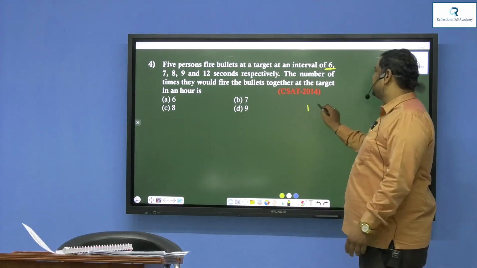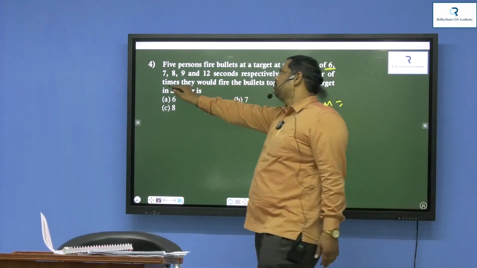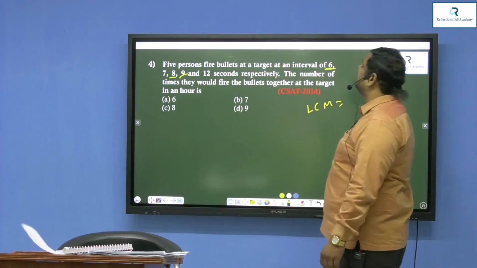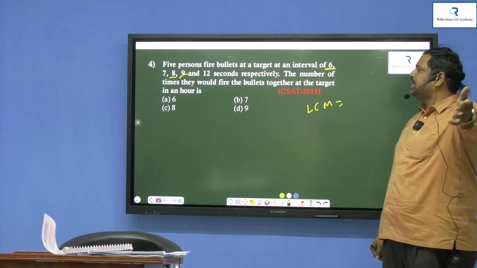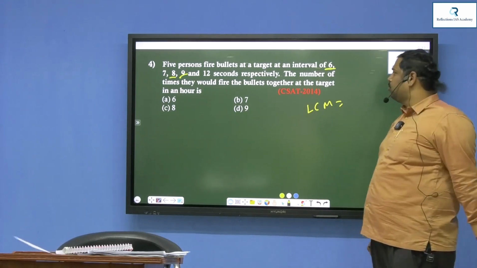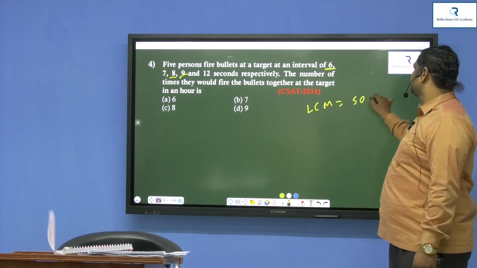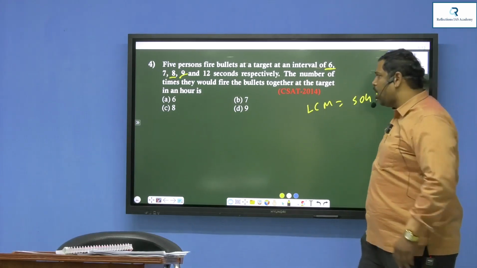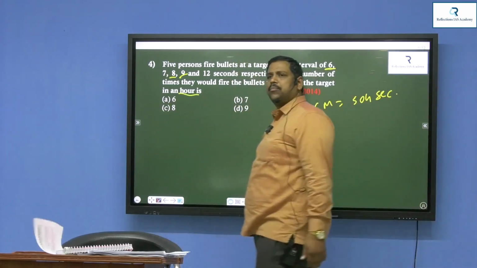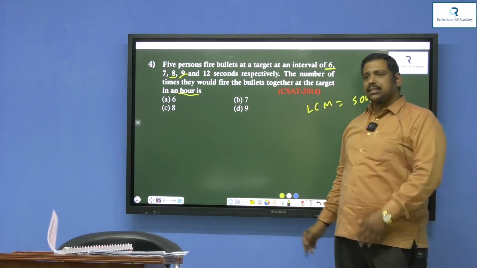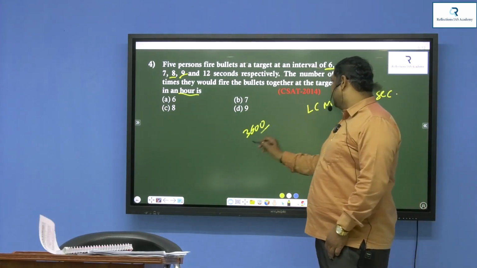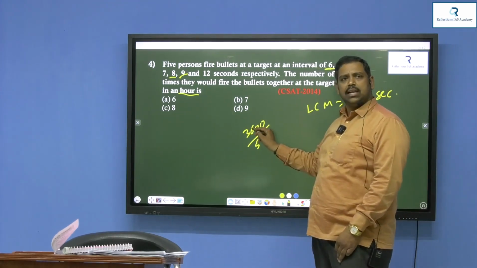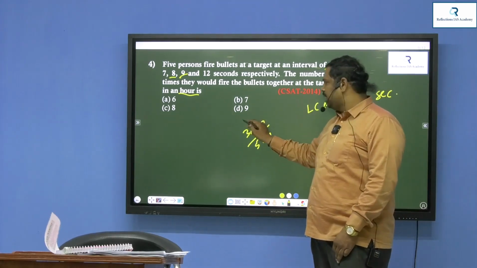LCM. 6 and 7 make 42. 42 and 8 make 168. 168 into 3 is 504. 504 is the LCM. All are in seconds, so the LCM is 504 seconds. How many times will they meet in an hour? An hour is 3600 seconds, so 3600 by 504. Can I say 7 times? The answer will be 7 or 8.